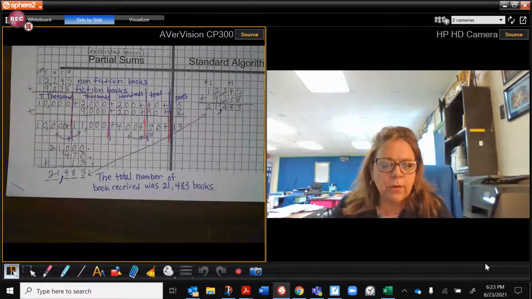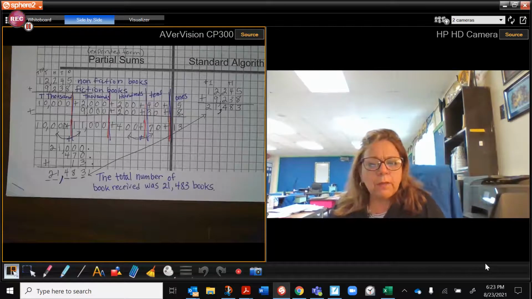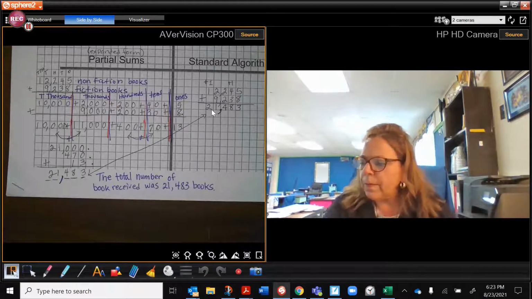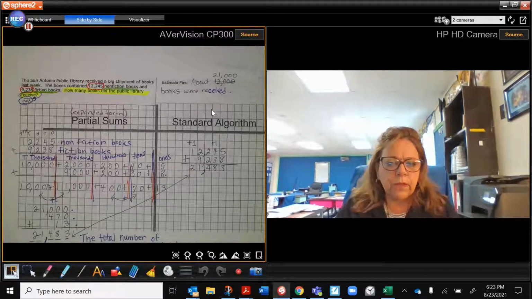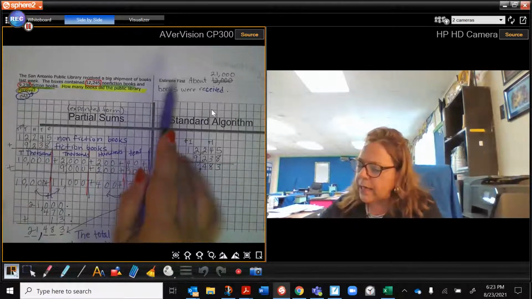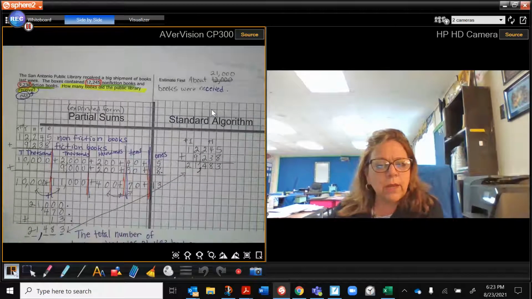Okay, so today we were talking about story problems, and you have 6 that you needed to work on. There we go. So there were 6 problems you needed to work on. We did 1 in class. You were estimating about how many books the library received.